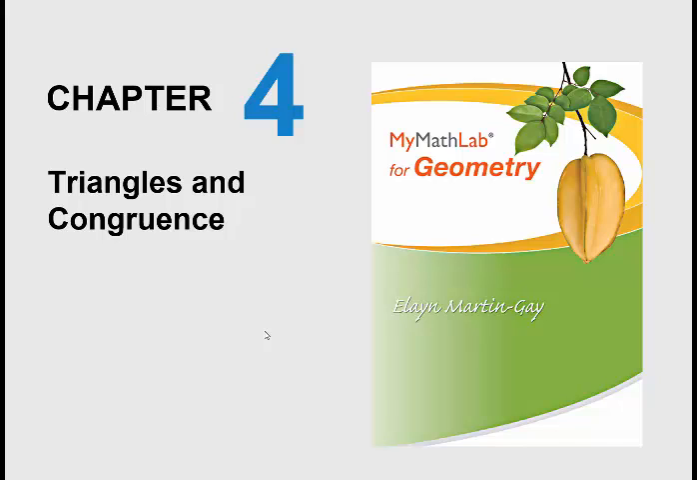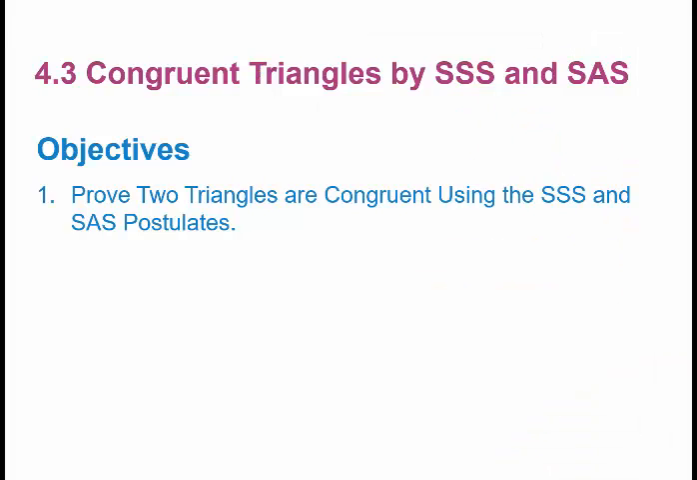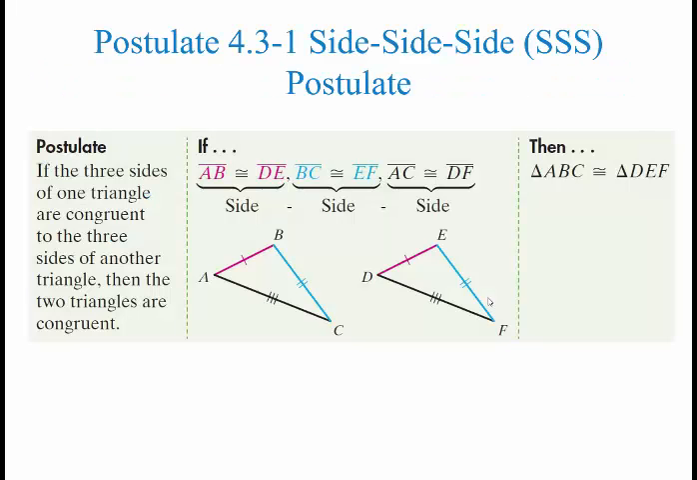Hi class, we can continue our study in chapter 4 talking about triangles and congruence. In this section, we want to move into section 4.3, called congruent triangles by SSS and SAS. Those are just two methods to prove two triangles are congruent. SSS stands for side, side, side, and SAS stands for side, angle, side. All right, we'll start with the SSS first.